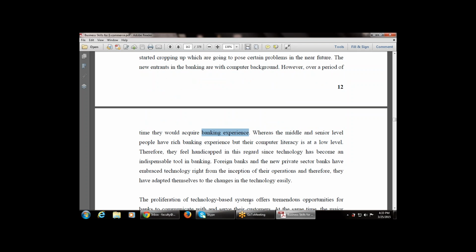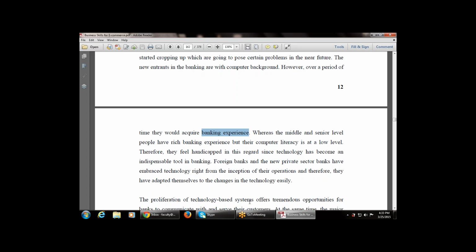handicapped in this regard, since technology has become an indispensable tool in banking. Whenever I use e-banking, there are so many computer concepts. If you don't know about computers or IT, it is very difficult to make transactions, because every step uses IT, such as online trading, net banking, debit cards, a prompt asking whether you want to save, and a one-time password. There are so many factors that need an IT background. People who do not have computer literacy feel handicapped in using the technology.